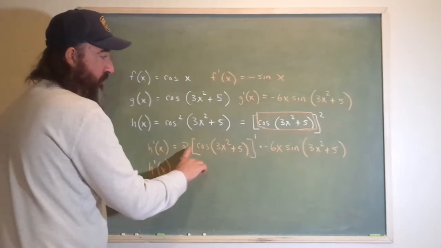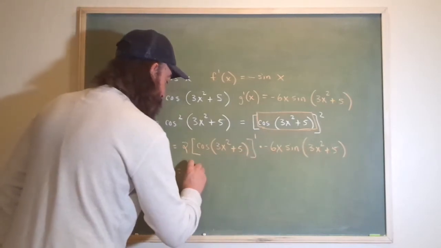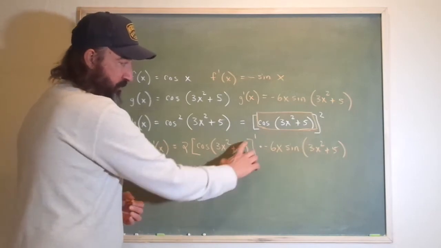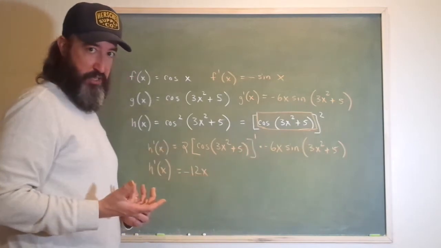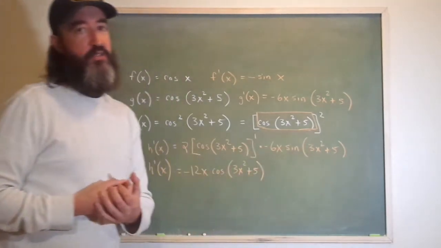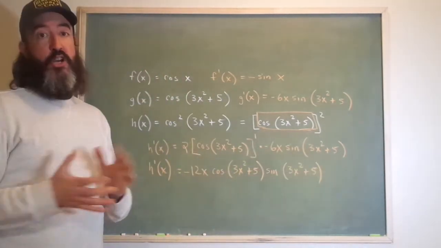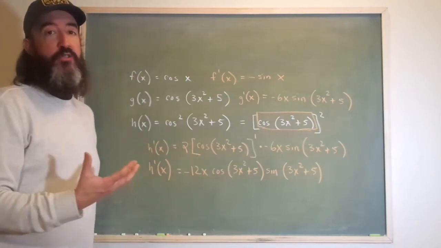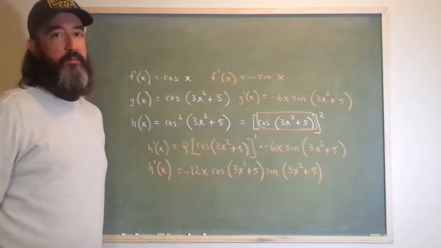We have a positive 2 and a negative 6x, so negative 12x. Then we have a cosine of 3x squared plus 5 to the 1, so that's just cosine of 3x squared plus 5. And finally times sine of 3x squared plus 5. Not sure if you're catching it, but to get the derivative of a function like h of x, we're actually using the chain rule twice.